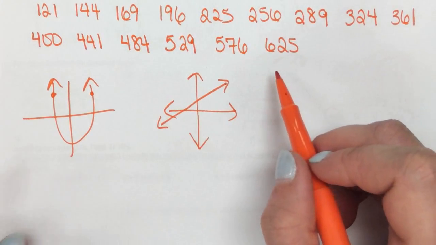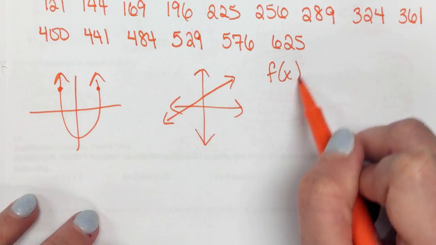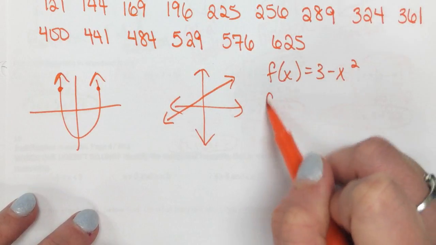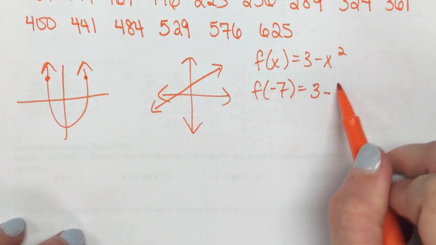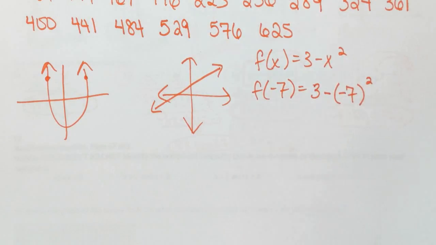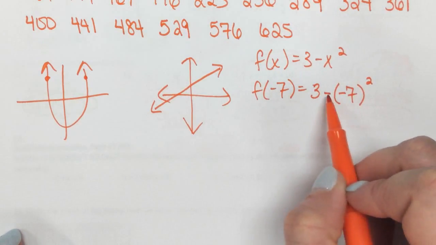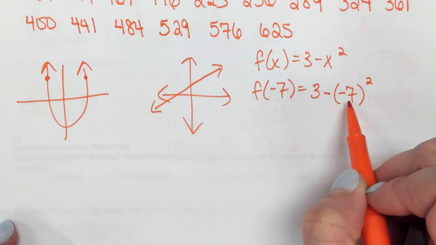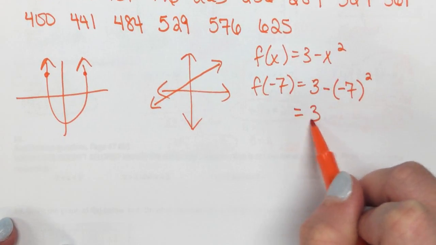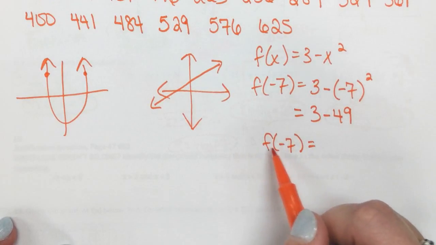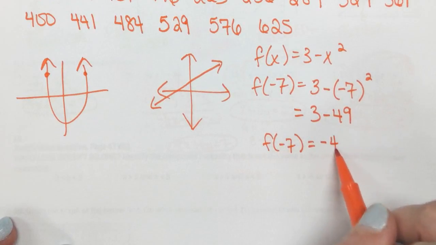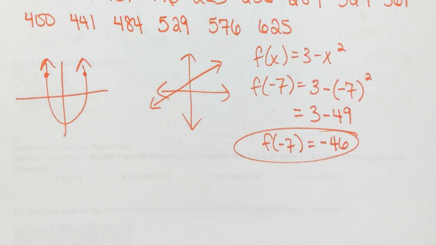What if I were to give you f of x equals 3 minus x squared, and I asked you to find f of negative 7? Now you have to use parentheses. So negative 7 squared means 49. Now it is 3 minus 49. What got you on your last test was that we did not use PEMDAS, and we were trying to multiply things before we squared them. And watch how I write my answer. f of negative 7 equals negative 46.